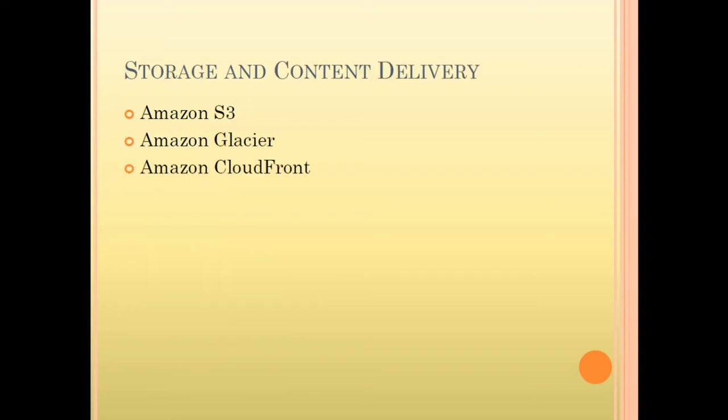So the next category is storage and content delivery. It includes the very famous and popular storage service called S3, where you can store your images, code, and you can even host your static website using Amazon S3. Amazon Glacier is a recent service introduced by AWS. It is used for archival. Whatever you want to keep as an archive, you can use Glacier storage, because Glacier is very economical as compared to S3.